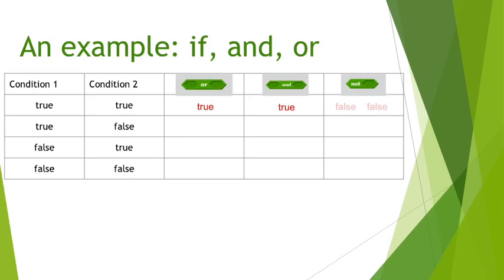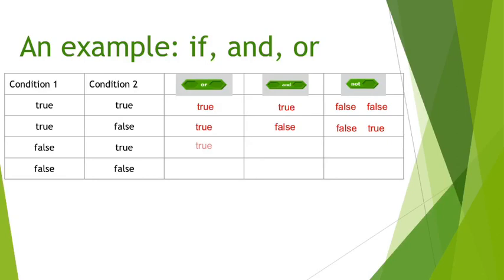So condition 1 is true, condition 2 is false. Let's evaluate the or. If 1 is true or 2 is false, as long as 1 is true, you're good. So you'd say that is true. And then the and. In order for an and to be true, both of the things have to be true. Both condition 1 and condition 2 have to be true in order to evaluate to true. In this case, condition 1 is true, condition 2 is false. So that's going to evaluate to false. And then finally, for the not, we take the opposite of each. And so we're going to get false for the first one and true for the second one.